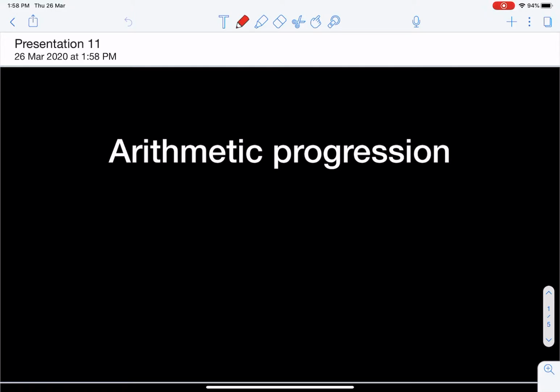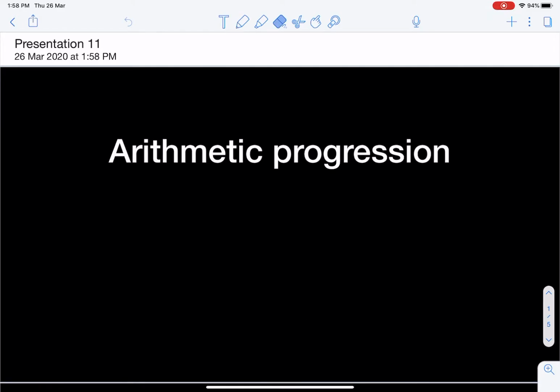Specifically, we will look at arithmetic progression. What is progression? Progression is actually a sequence of numbers. So arithmetic is one of the types of sequence. Okay, let's look at one example.